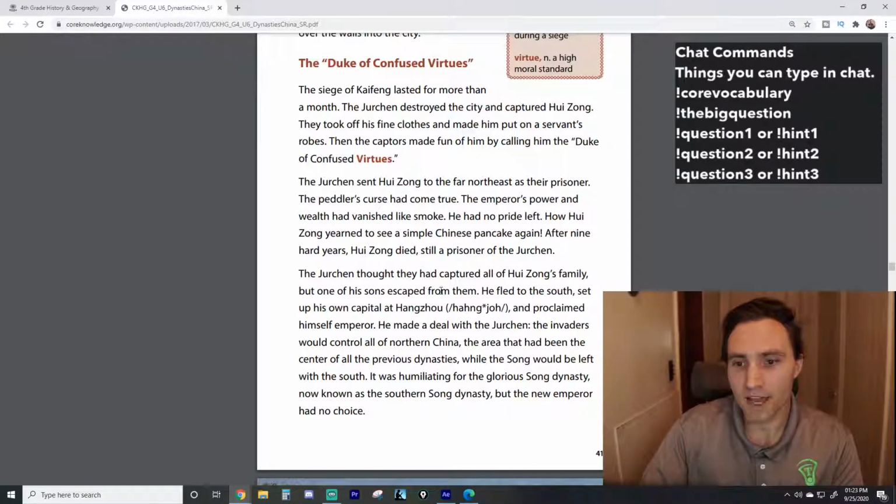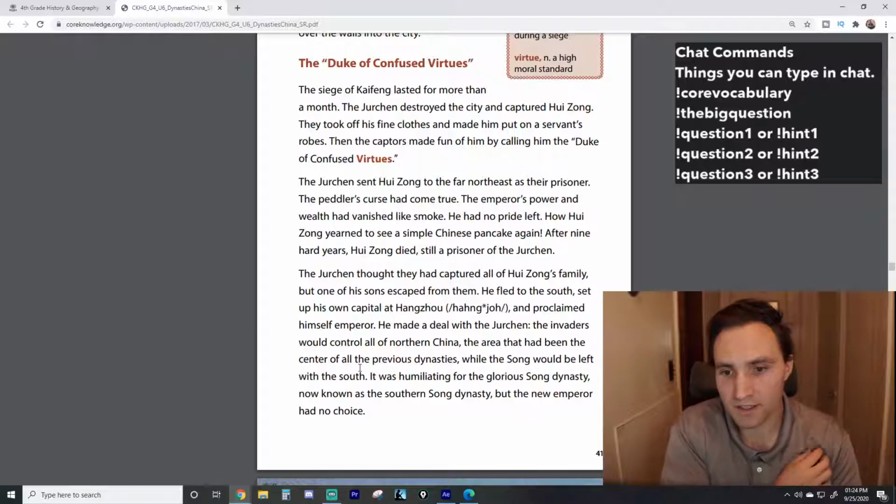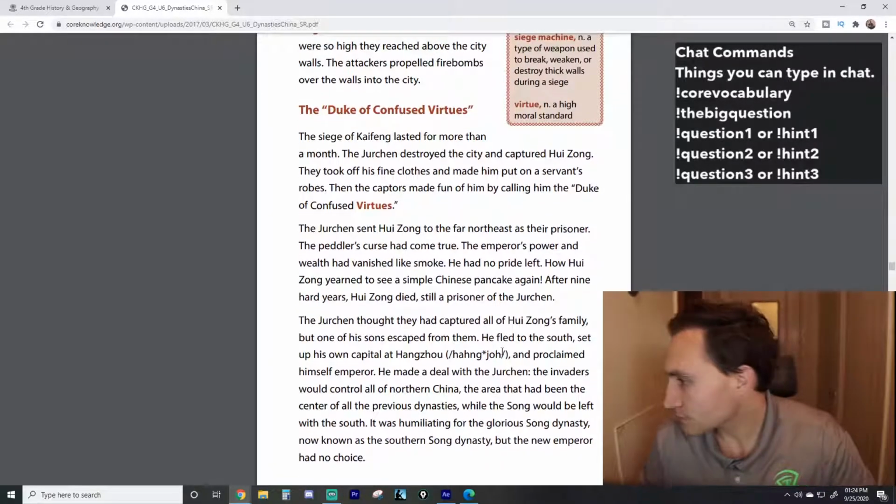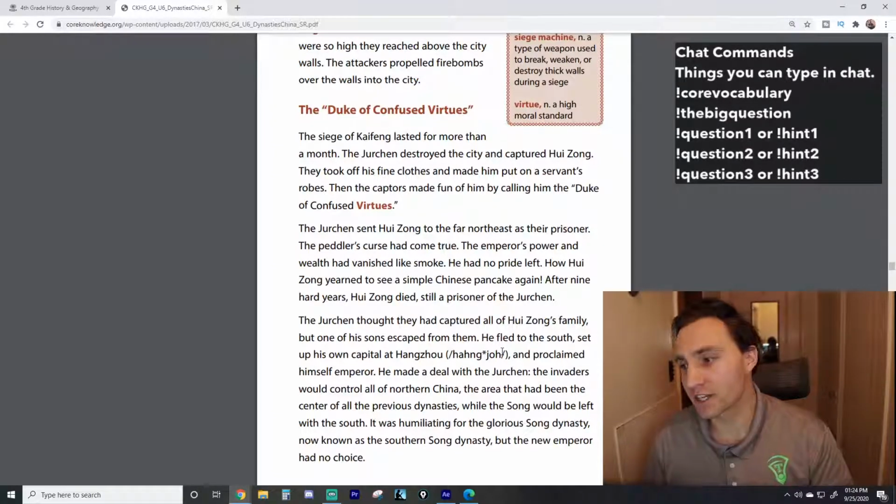The Jurchen thought they had captured all of Huizhong's family, but one of his sons escaped from them. He fled to the south, set up his own capital of Hangzhou, and proclaimed himself emperor. He made a deal with the Jurchen. The invaders would control all of northern China, the area that had been the center of the previous dynasties, while the Sung would be left with the south. It was humiliating for the glorious Sung dynasty, known as the Southern Sung dynasty, but the new emperor had no choice.